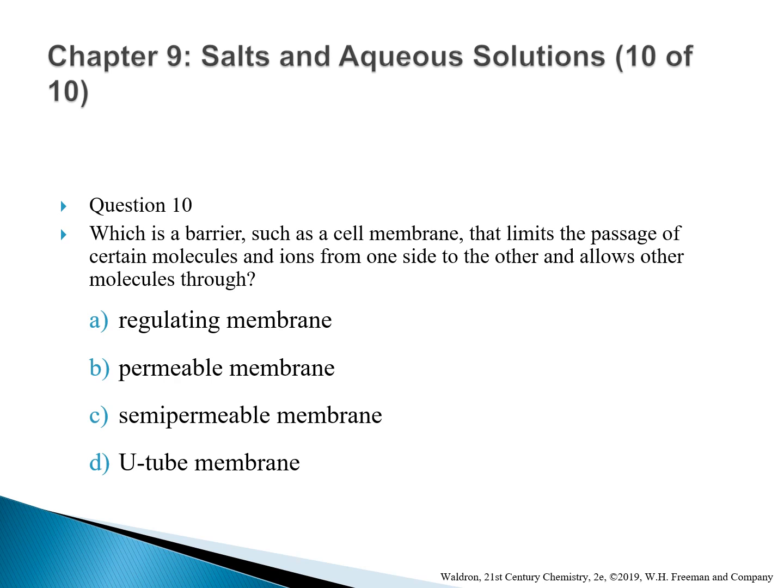Question 10. Which is a barrier, such as a cell membrane, that limits the passage of certain molecules and ions from one side to the other and allows other molecules through? A. Regulating membrane. B. Permeable membrane. C. Semi-permeable membrane. D. U-tube membrane. Please pause your video here. The correct answer is C. Semi-permeable membrane. Please refer back to slide number 23 and 24 for information.